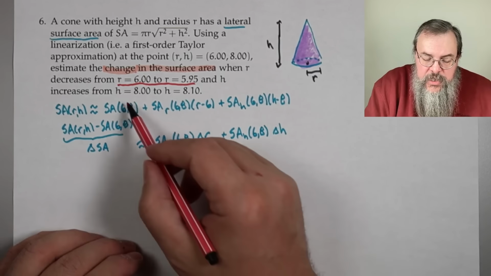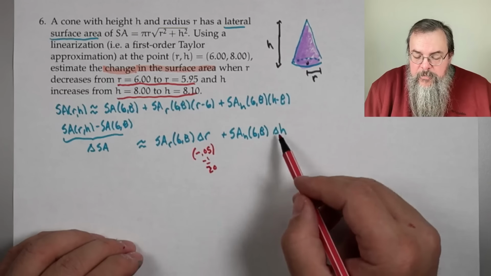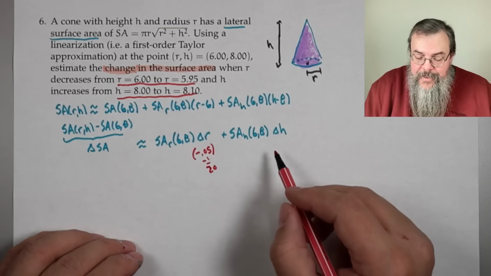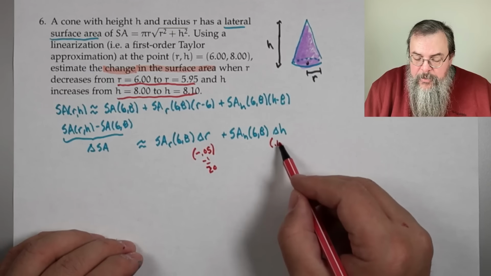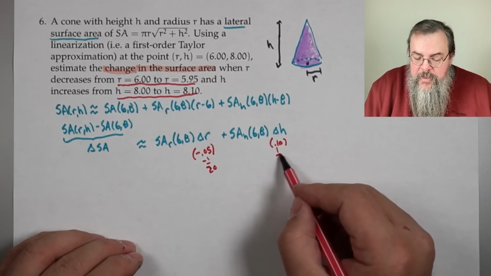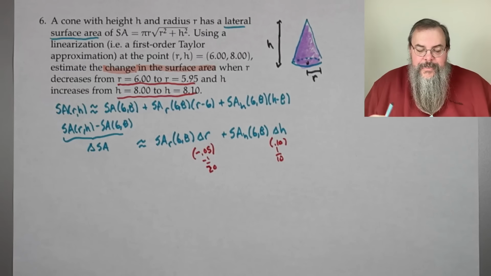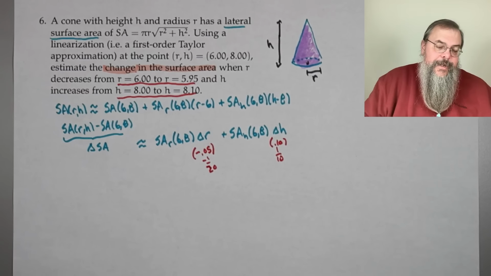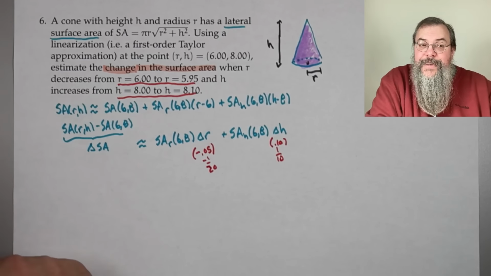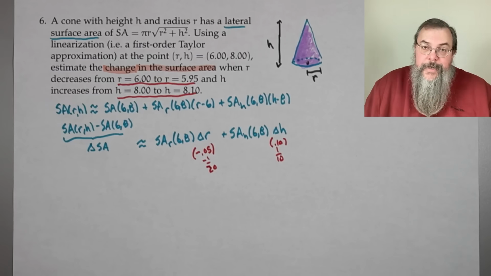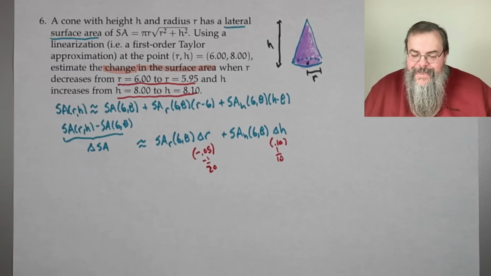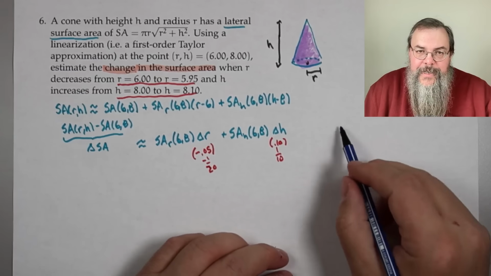On the other hand, change in h, you went from 8 to 8.1. Okay, so that says you went up by 0.10 or 1/10. All right, good. So, what do we need? We need some derivatives. So what are we going to do? We're going to do some derivatives. Okay, all right. So let's start.